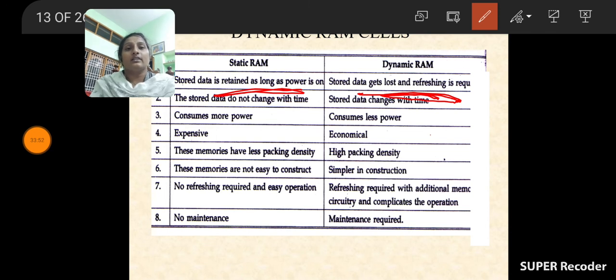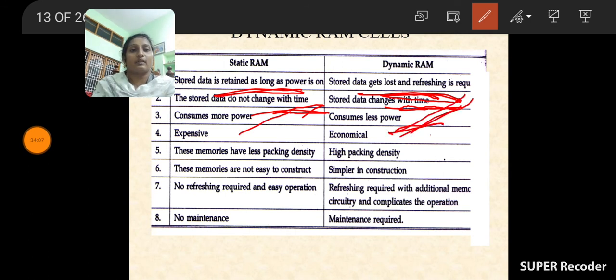Okay, and see here, the stored data do not change with the time, but in dynamic RAM, stored data changes with the time. And static RAM consumes more power and dynamic RAM consumes less power. Is it clear? And the static RAM is expensive. Why? Because it is used for the purpose of permanent storing, and the dynamic RAM becomes very economical, low cost. Why? Because here it is temporary memory.